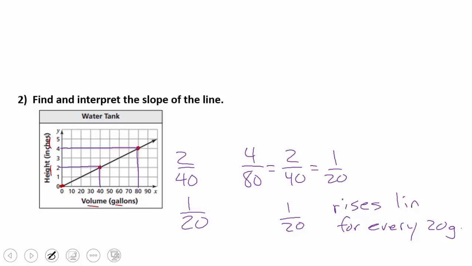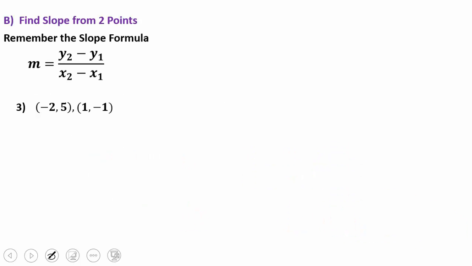Could I say it different ways? I certainly could. So we found the slope, 1 over 20, and we interpreted the slope right there. Find the slope from 2 points. Remember the slope formula. Slope m is equal to the change in y over the change in x. So this is the change in y, and this is the change in x. How do we find the change? We subtract. That's right. So we take y2 minus y1 over x2 minus x1.